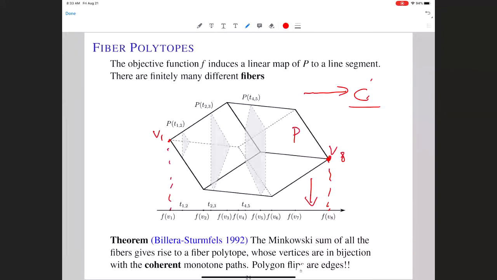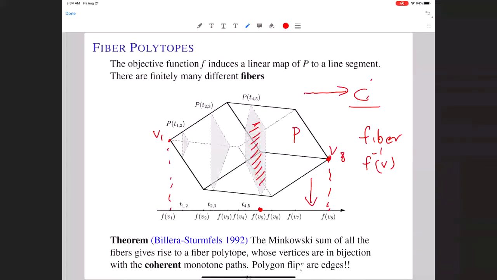Now, if I look at the linear projection, I have fibers of this projection. For example, if I look at the inverse image of a point, so if I pick the point here, V5, the inverse image is this hexagonal figure, right? It's a slice of the polytope that I was using before. Are you with me?